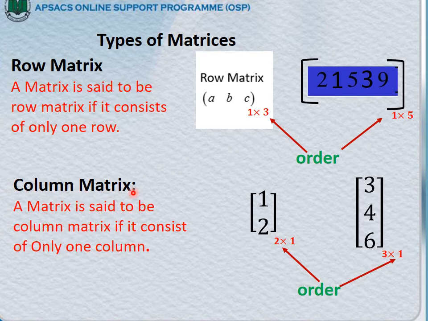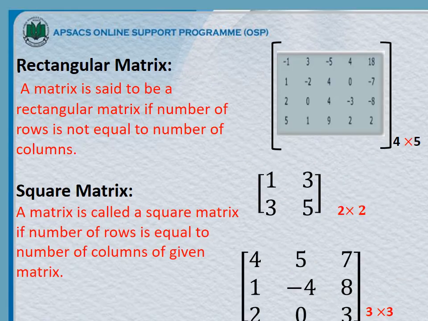Now next is column matrix. What comes in your mind? As row matrix consists of one row, similarly, column matrix consists of one column. You can see in this example one column, so its order would be 2 by 1. And in this example, this is also a column matrix because it consists of one column and its order would be 3 by 1. So this is the difference between row matrix and column matrix.